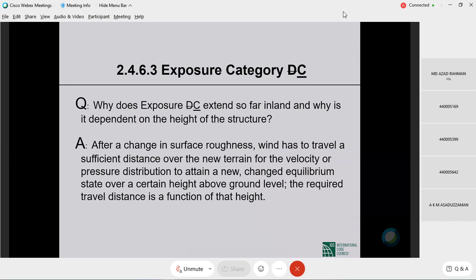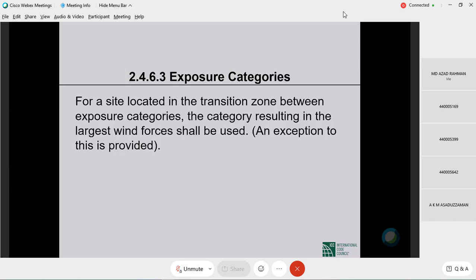Okay, why does exposure C extend so far inland, and why is it dependent on the height of the structure? This is a very important question. This exposure C extending inland is a significant issue. So answer is, after a change in surface roughness, wind has to travel sufficient distance over the new terrain for the velocity or pressure distribution to attain a new changed equilibrium state over a certain height above ground level. The required travel distance is a function of that height. Okay. You may have to read it more than once, but the explanation is pretty solid.